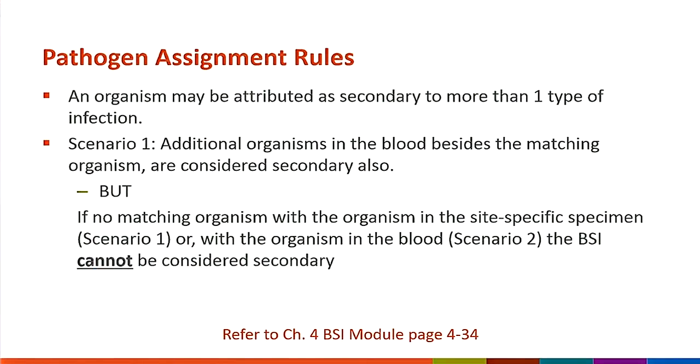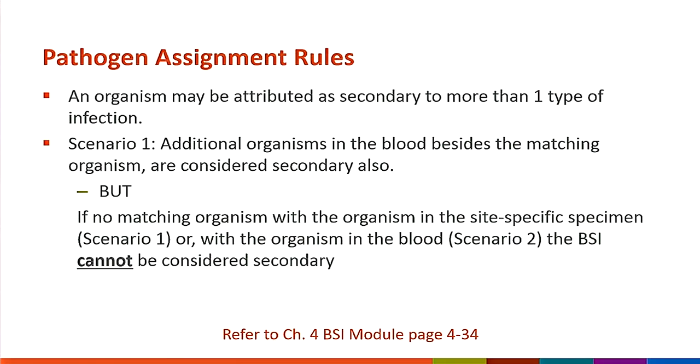An organism can be attributed as secondary to more than one type of infection. So you might have a patient that met criteria for a UTI with E. coli and had a positive blood culture with E. coli, and also at the same time had an intra-abdominal infection that was identified, and they cultured E. coli from the intra-abdominal cavity, and the patient met criteria using that. So in that case, E. coli would simply be recorded as secondary to both. And again, that's just to be consistent.